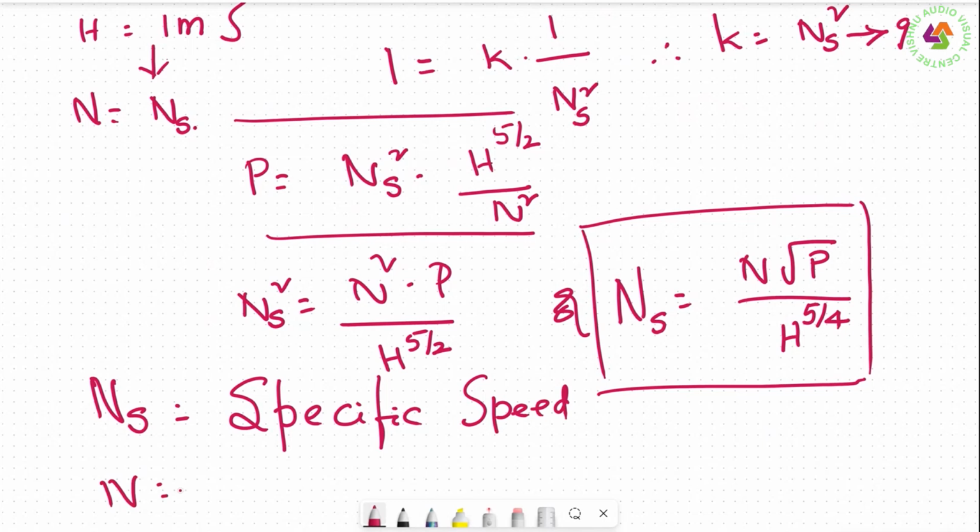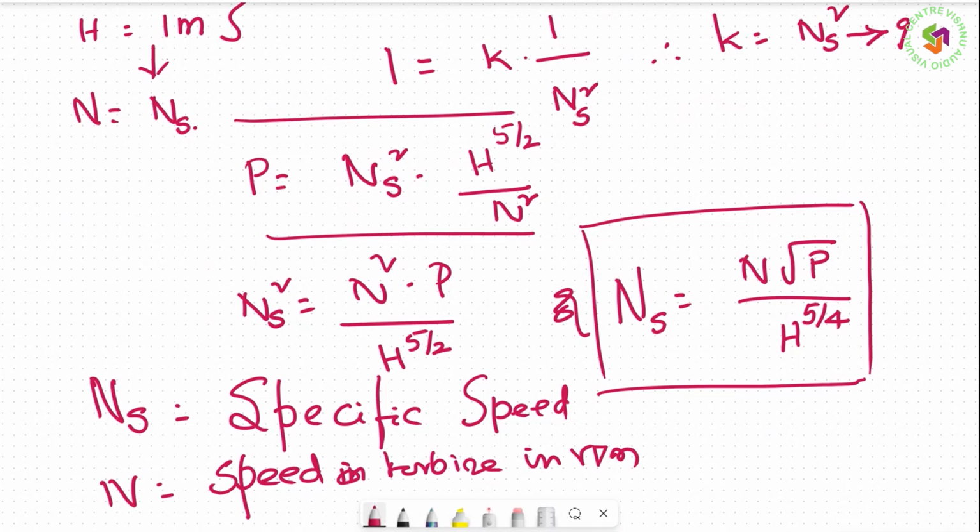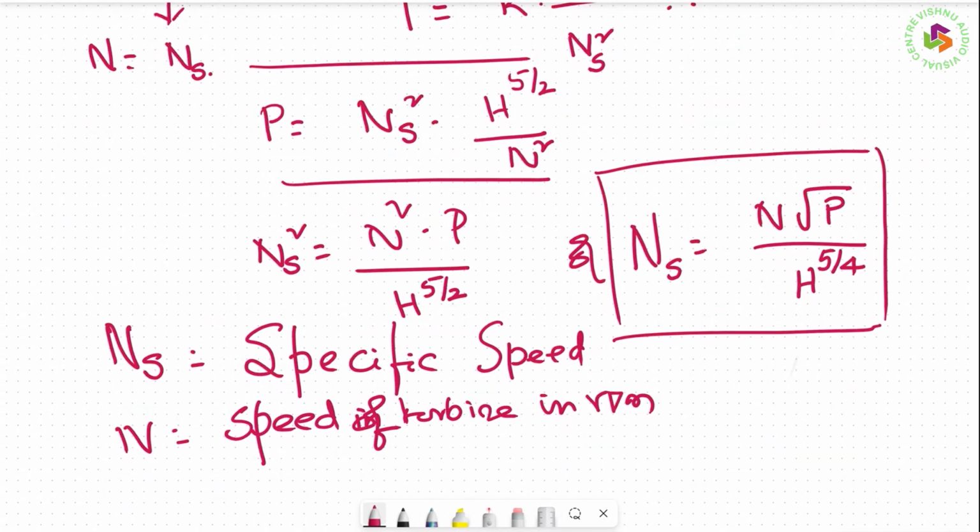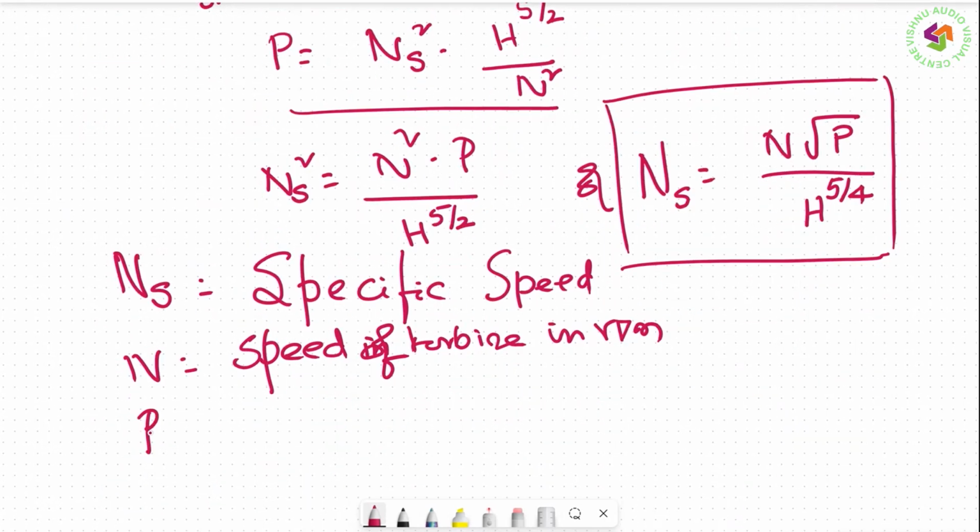N is what? Speed of the turbine in RPM. Then what? P is equal to kilowatts. H is equal to head in meters.